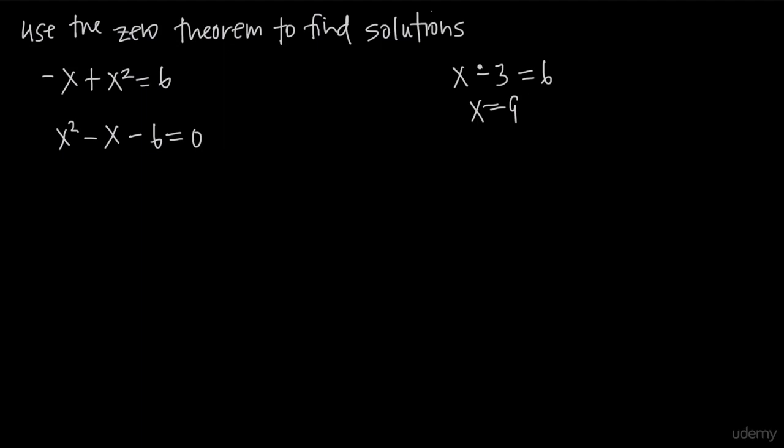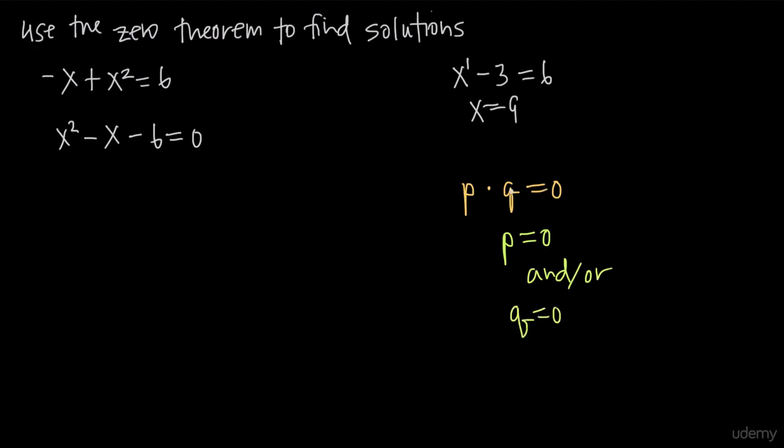This is a linear equation because the only variable involved is just this x to the first variable. But here we have an x squared variable, which means we're dealing with a quadratic equation. Obviously, finding the solutions to this equation is going to be more complicated than finding the solution to this linear equation here, and that's where the zero theorem comes in. The zero theorem tells us that when we have an equation p times q equals 0, when this is the case, then we know that either p equals 0 and/or q is equal to 0.